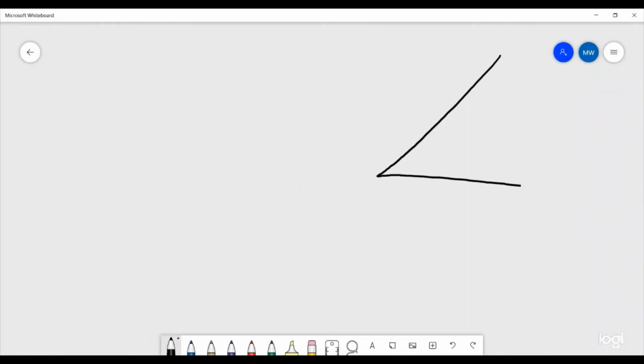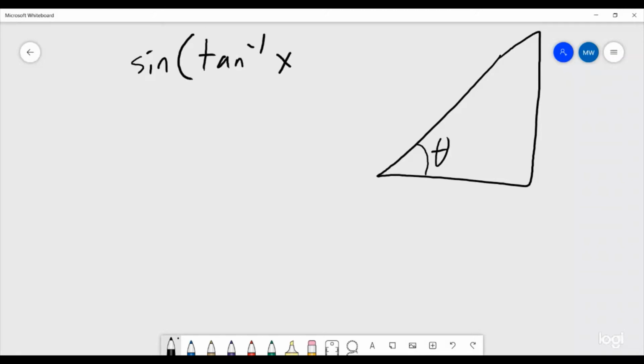So we have our triangle, we have our angle theta, and we are trying to figure out what is sine of inverse tangent of x. Well, inverse tangent of x, that is opposite over adjacent. So instead of having the hypotenuse be 1, we want opposite over adjacent to be equal to x. So opposite x, adjacent 1, then the Pythagorean theorem tells us that this side is going to be the square root of 1 plus x squared.